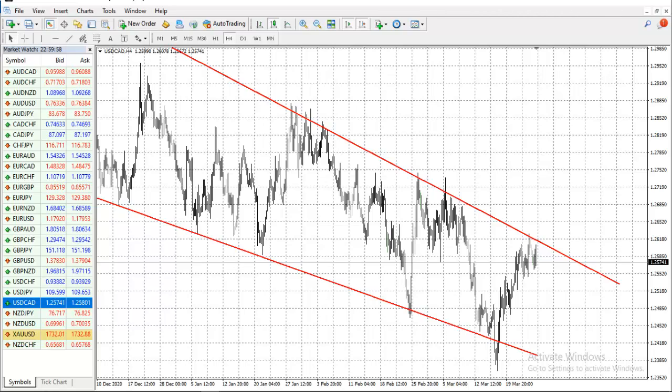At least expect to take your profit within this region here. Expect to take your profit at about 1.2627. That is a very good point to take your profit.